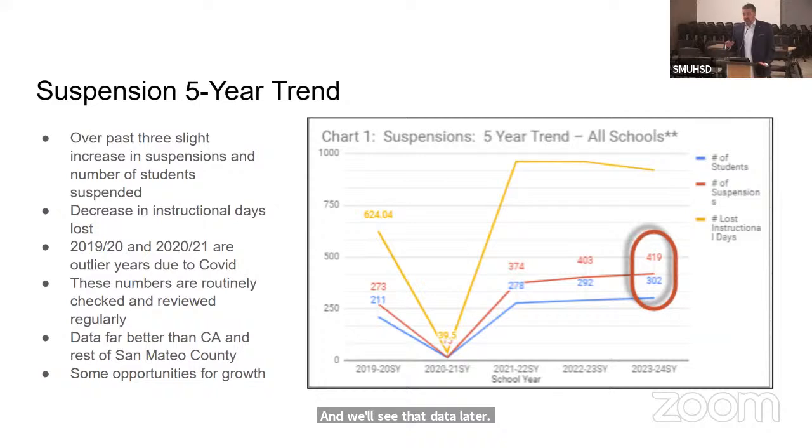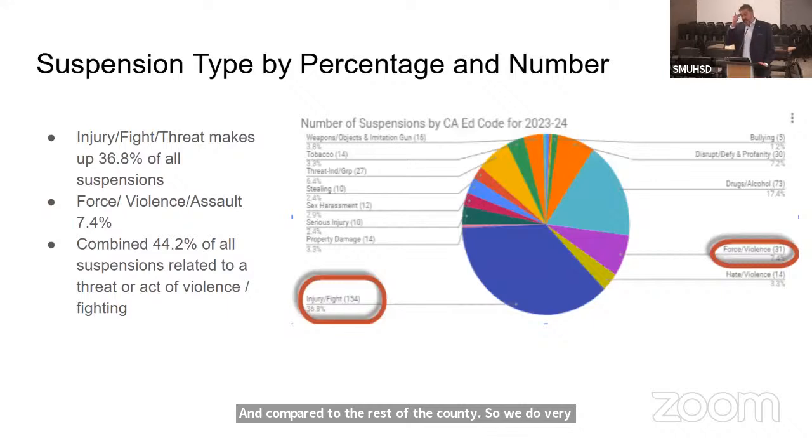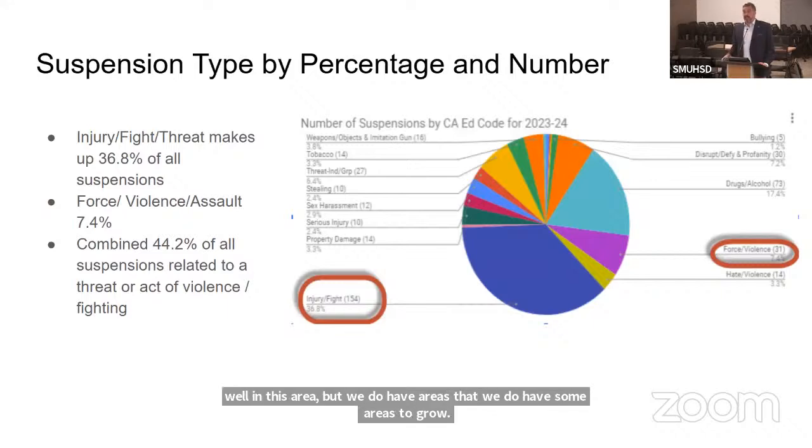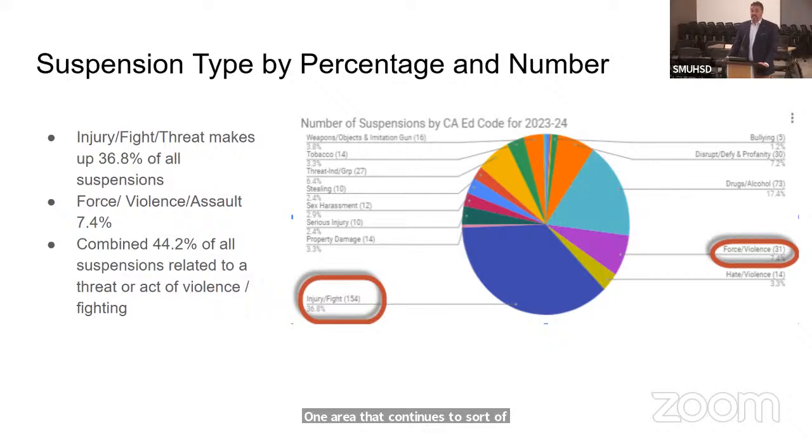Although we hold ourselves to a high standard, our suspension rate is a much better rate comparatively to the rest of the state and compared to the rest of the county. So we do very well in this area, but we do have some areas to grow. One area that continues to perplex us as a district is the types of suspensions.